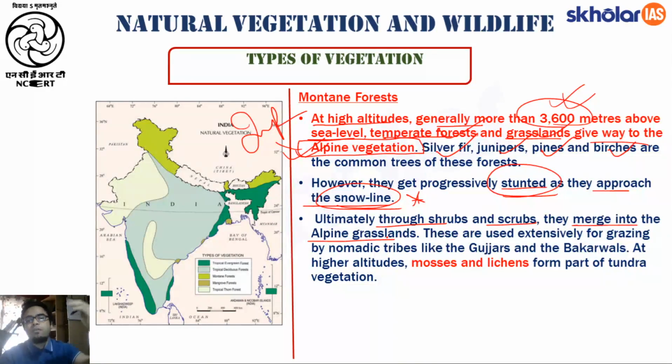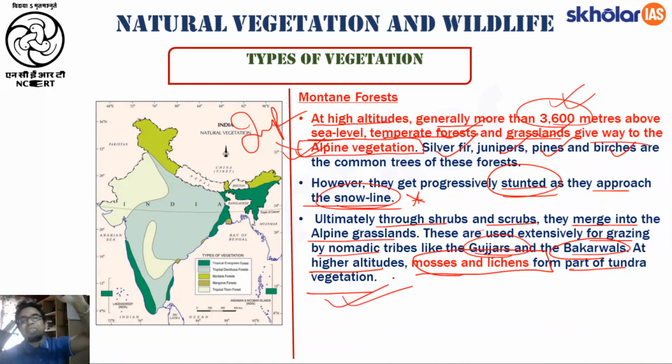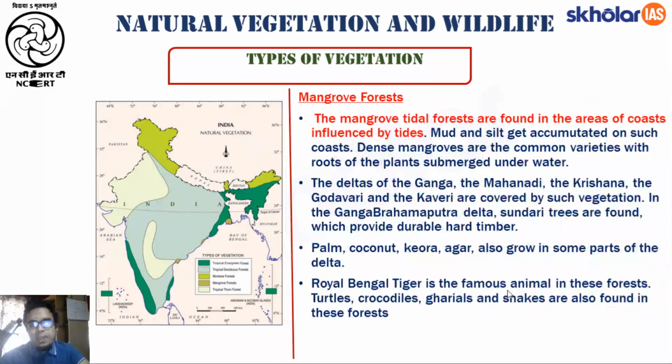So after this we will find the presence of alpine grasslands, and these are used extensively for grazing by nomadic tribes like Gujars, which we have talked about in the previous class, and Bakarwals, that also we have talked about in the previous class. And at higher altitudes mosses and lichens form part of the tundra vegetation. So at the greatest height we will find the presence of tundra vegetation, whose examples include mosses and lichens, right? Fine. Then the next vegetation that we have is the mangrove forest, right?